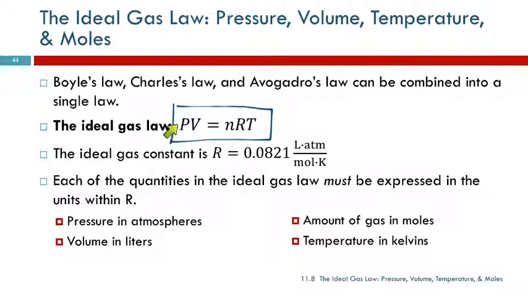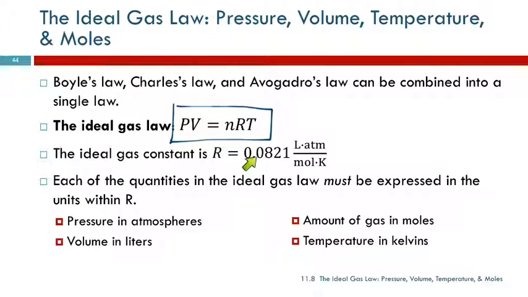So in this equation, we have pressure, we have volume, we have n, and we have T. Those are all variables we've seen before. Now we've got this new letter in here, R. R is a constant. It's called the ideal gas constant. It's the constant for the ideal gas law, so we call it the ideal gas constant. And this is its value. R is equal to 0.0821, and it's got crazy units. Liter times atmospheres divided by moles times Kelvin.